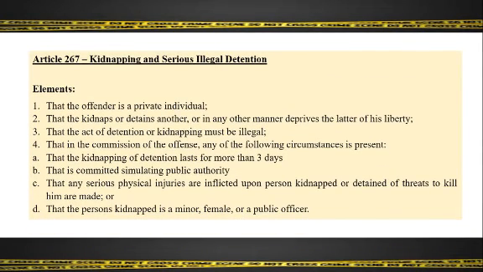Next, Article 267, Kidnapping and Serious Illegal Detention. So these are the elements of kidnapping and serious illegal detention: that the offender is a private individual, that he kidnaps or detains another or in any other manner deprives the latter of his liberty, that the act of detention or kidnapping must be illegal, that in the commission of the offense, any of the following circumstances is present.